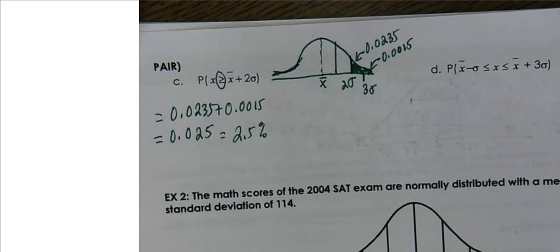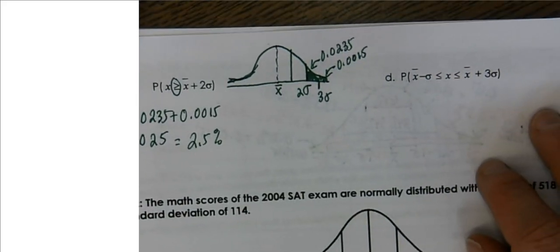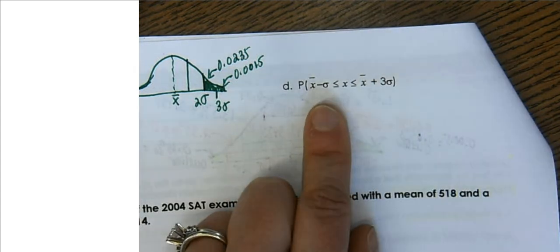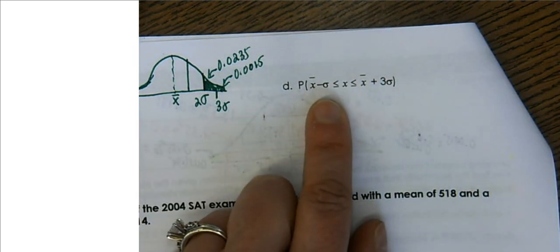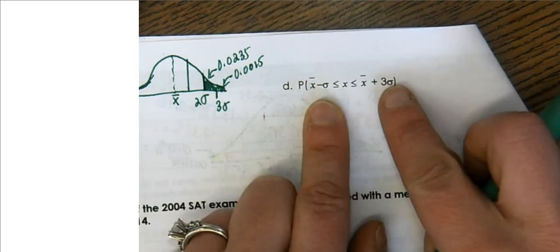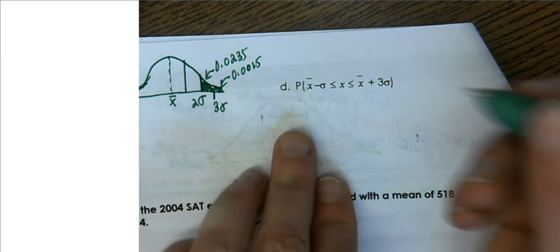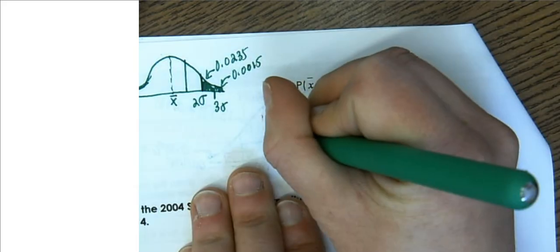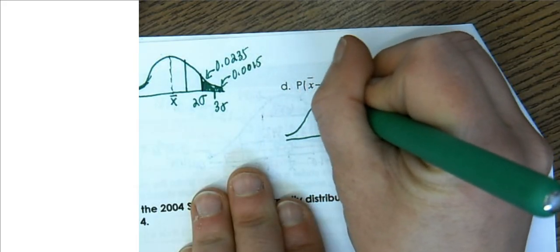All right, the next one that we have is letter D. And letter D, we want to find the area underneath the curve that is between 1 standard deviation below the mean and 3 standard deviations above the mean. So I'm going to draw a quick sketch of what this looks like. I need to see the sketches.